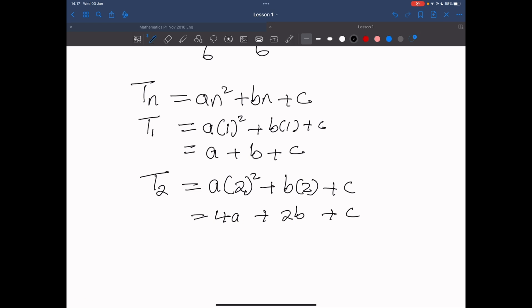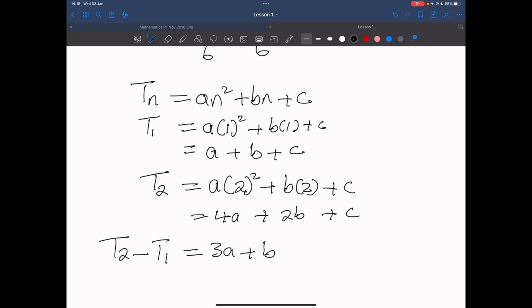Now, we are going to subtract term 1 from term 2. So we are taking term 2 and subtracting term 1. In other words, we're taking this and subtracting this. So 4a minus a is 3a, and then 2b minus b is b, and c minus c is 0. So term 2 minus term 1 will give us 3a plus b.